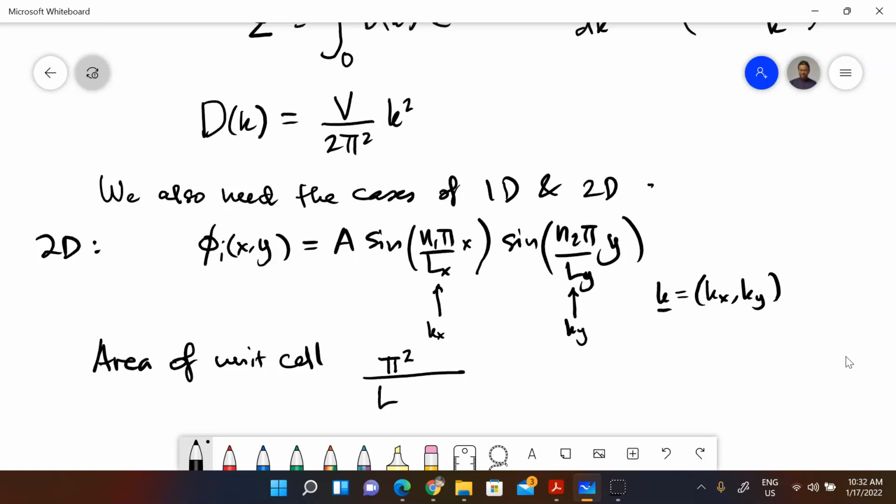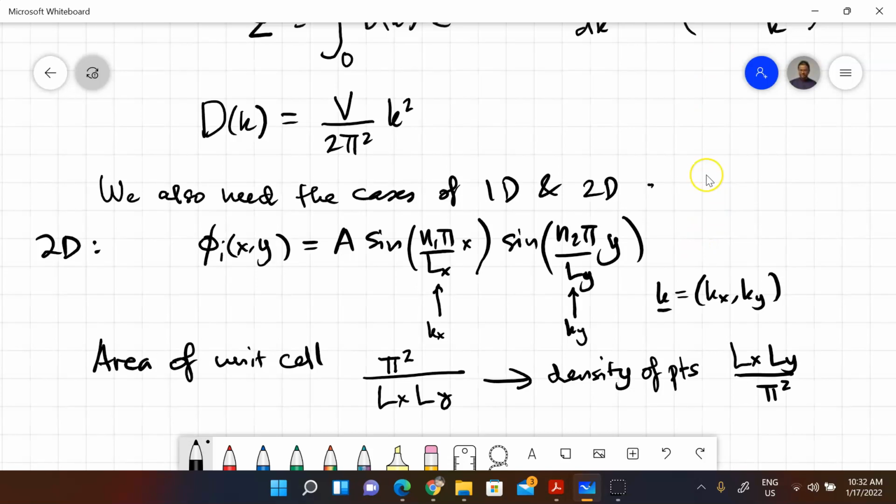Pi squared Lx Ly. So that gives us the density of states, sorry, density of points. I should have made that a little bit more clear. It will be Lx Ly divided by pi squared. The density of states is coming from the number of states. This is the points inside your k space.